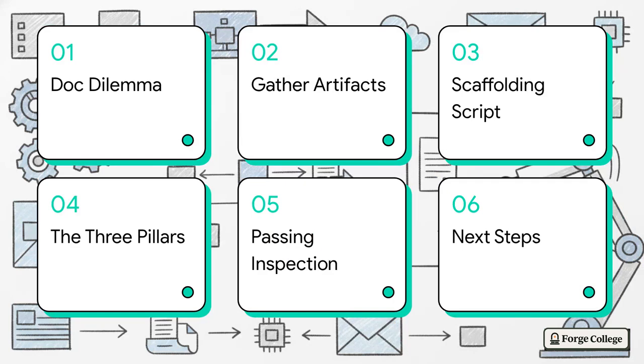So here's our game plan for today. We'll start with the documentation dilemma, move on to gathering your artifacts, look at the scaffolding script, break down the 3 pillars, talk about passing the inspection, and finally cover our next steps.